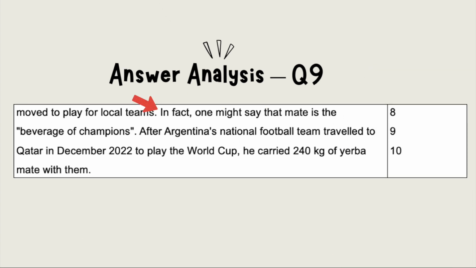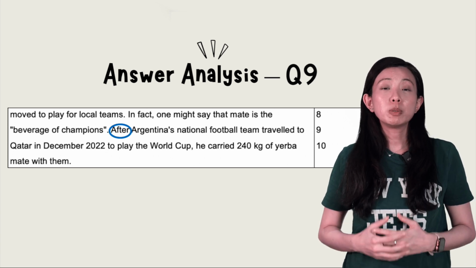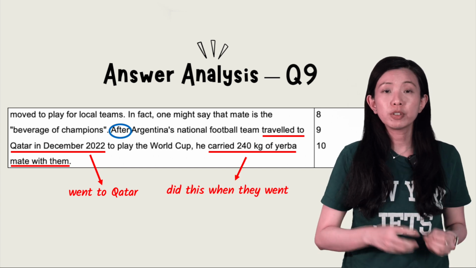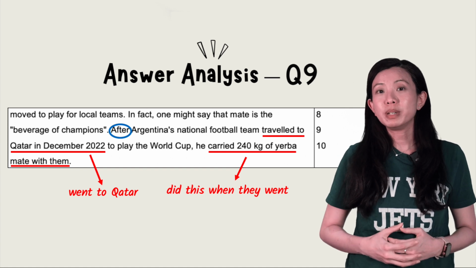Question 9. In fact, one might say that mate is the beverage of champions. After Argentina's national football team traveled to Qatar in December 2022 to play the World Cup, he carried 240 kilograms of yerba mate with them. The error in this line is the word after. The reason for this is because they traveled to Qatar in 2022, and when they traveled, they actually brought the mate tea with them. Therefore, the correct answer should be when.